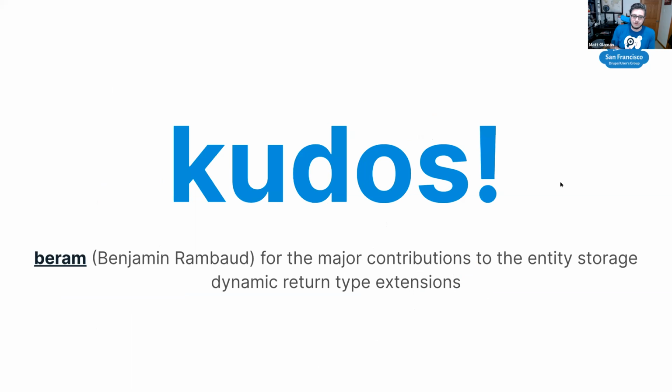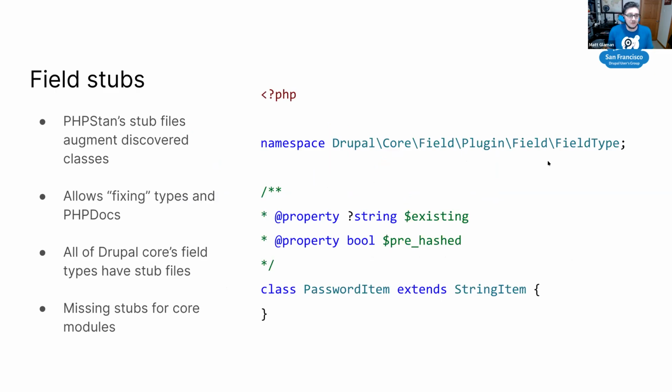I do want to give kudos to Benjamin Rambo for the major contributions to the entity storage and dynamic return type extensions. I've been working on PHPStan for a while, and all of a sudden he came in and just tossed up a bunch of these pull requests to really improve the entity system. And that was really awesome, having somebody come in and contribute those items. This is a new one.